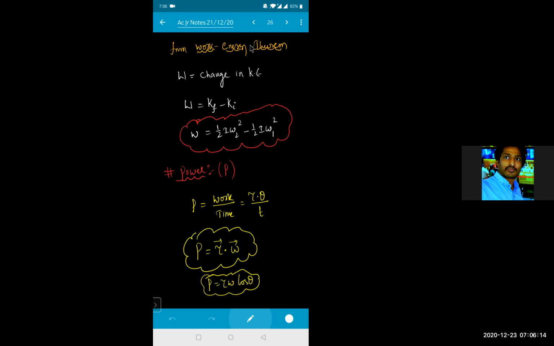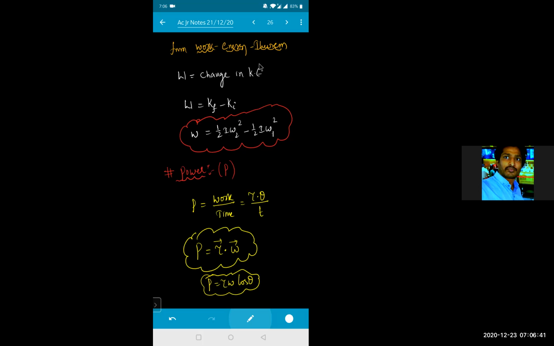Now next one is the work energy theorem. In work power energy we have the work energy theorem. What is the work energy theorem? Work done is equal to change in kinetic energy, that means final kinetic energy minus initial kinetic energy. So work done is equal to final kinetic energy, half I omega 2 square, minus initial kinetic energy, half I omega 1 square. So this is the work energy theorem in rotational mechanics.